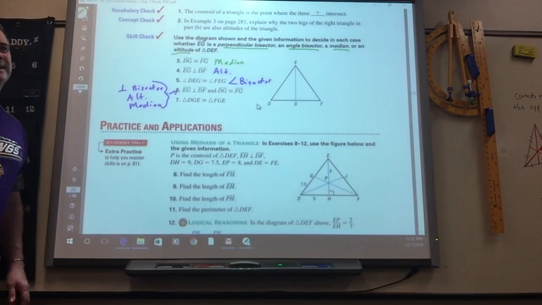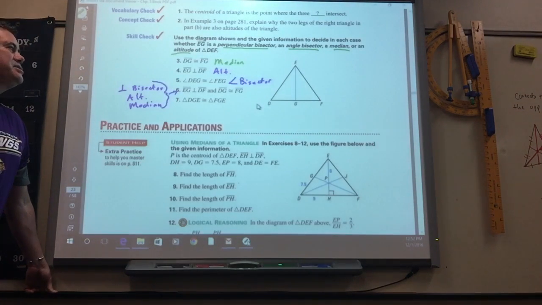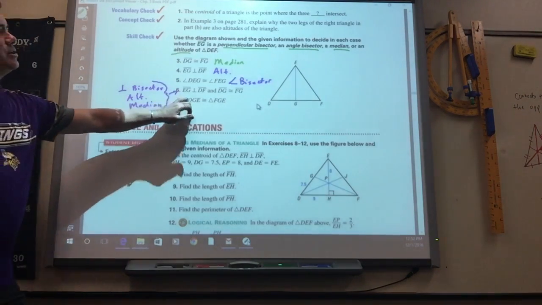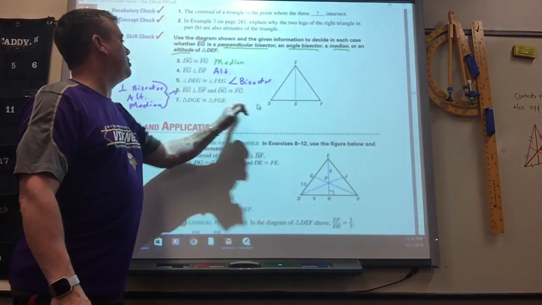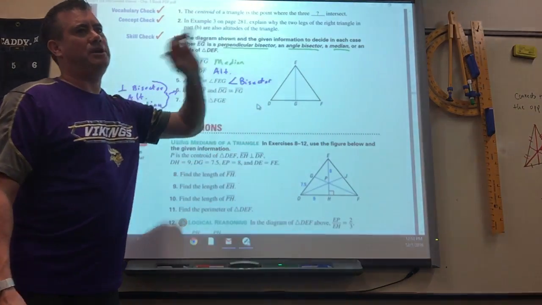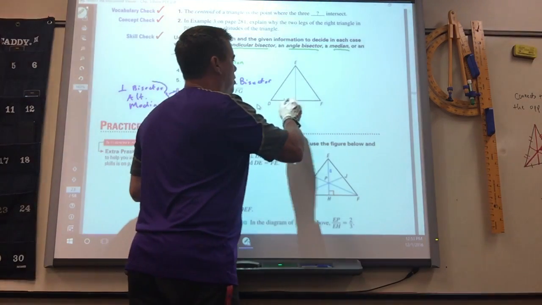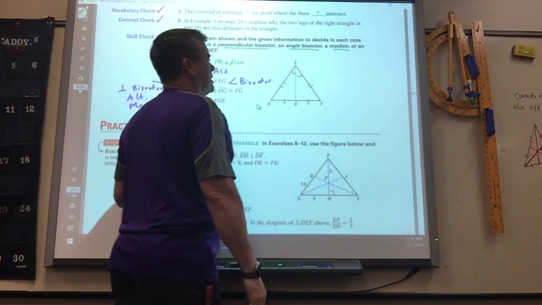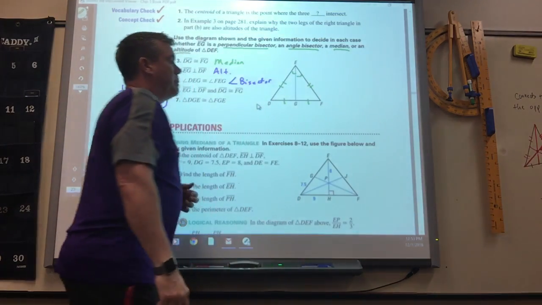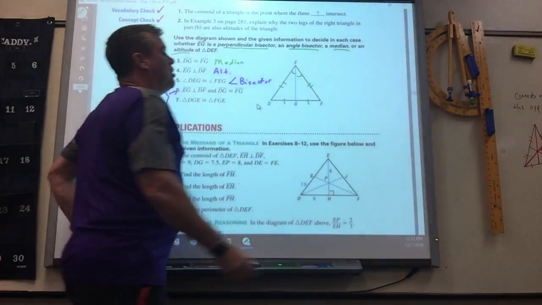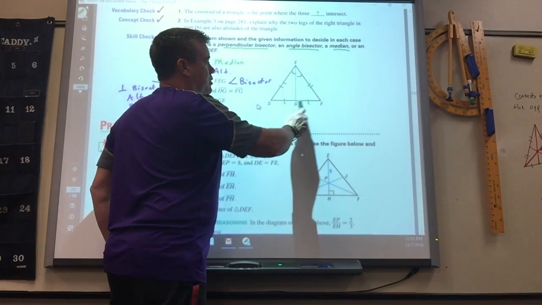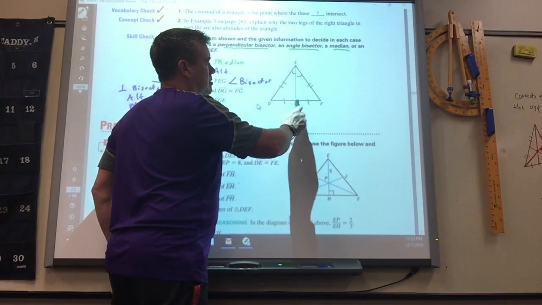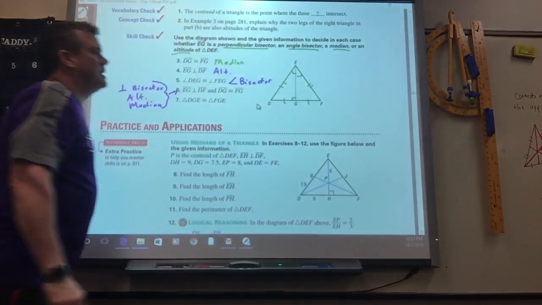Then in 7, it tells us that triangle DGE is congruent to triangle FGE. So if things are congruent, that means all the corresponding sides are congruent, and angles too. So, since these two angles are congruent to each other, what would they each have to be? 90. That's perpendicular bisector.